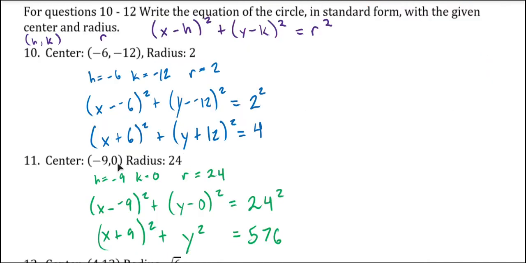It's no more difficult if they give us a 0. We want to plug that in for our k value here, which is just going to give us x squared. Minus minus 9 is, of course, plus 9, so we have (x + 9)² here. And 24 squared is 576. So this is our equation in standard form for this particular circle.